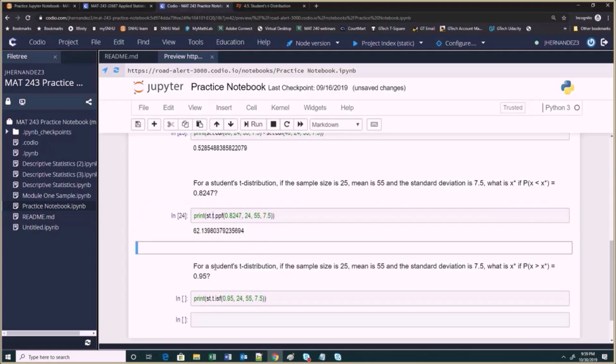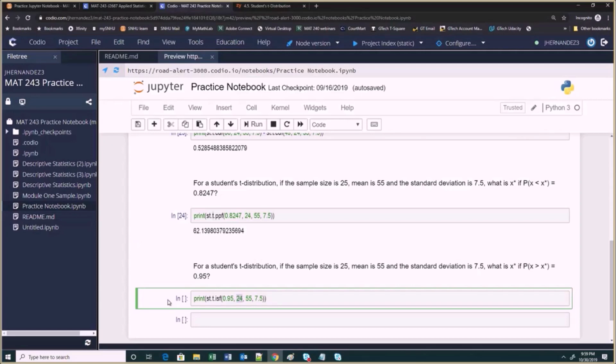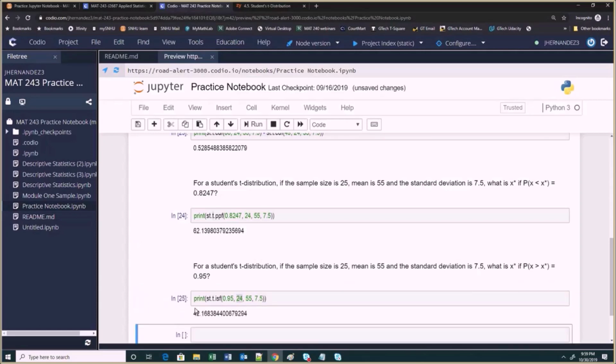And then for a Student's t-distribution, if the sample size is 25, mean is 55, standard deviation is 7.5, what is the critical value if the probability that a given x is greater than that critical value is 0.95? And so we will now use t.isf. And again, we're using 24 as an input. We run this and we get the answer.